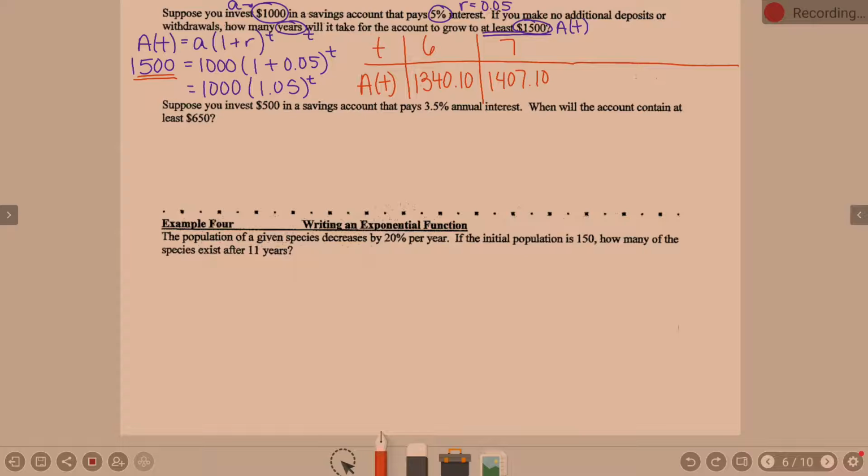Okay, so what I'm doing is I'm taking this right here, 1,000 times 1.05 raised to the 7. That gives us 1,407.10. It didn't work, right? Does that give it as big as I need? No, I'm looking for at least 1,500. So now what? Plug in 8, right?